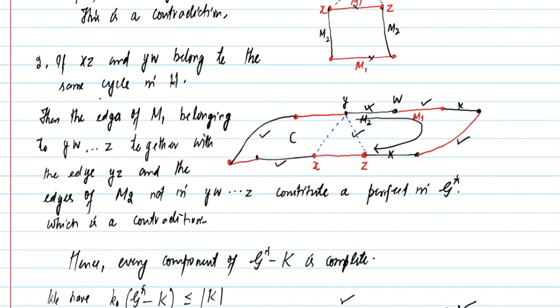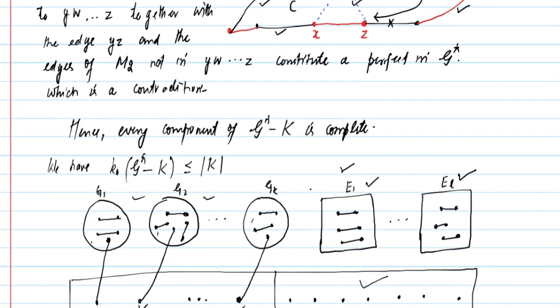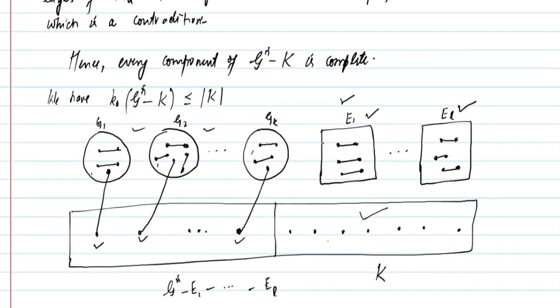And the next part is when these two edges XZ and YW belong to the same component, then we order the vertices in this way, X, W, Z, X, as we have done in this graph. Then we take those edges of the cycle C which are on the sequence Y, W, and so on up to Z, and then those edges of M2 which are not in this first part. It will again give rise to a perfect matching in G star, which is a contradiction. So this means that every component of G star minus K must be complete.